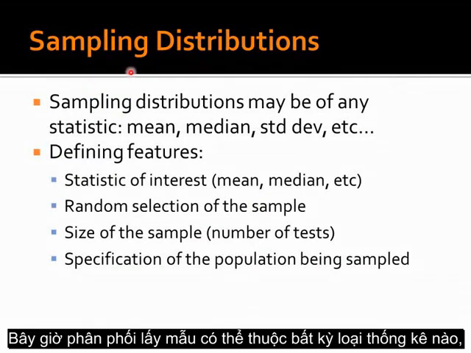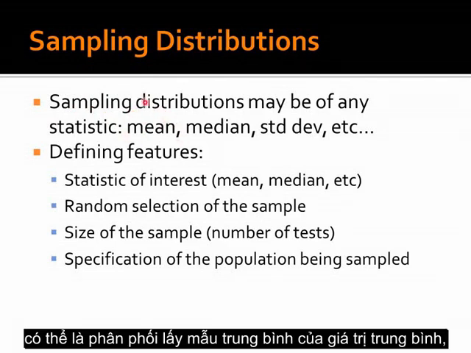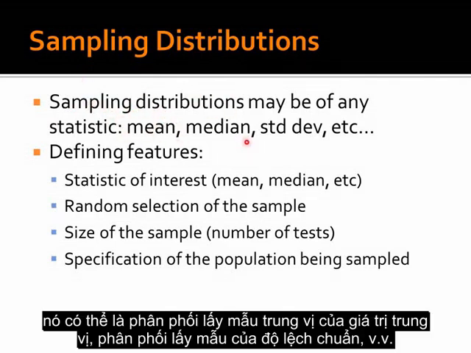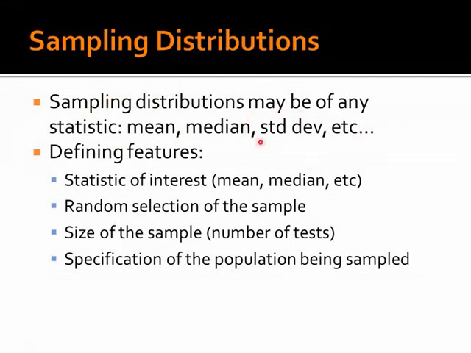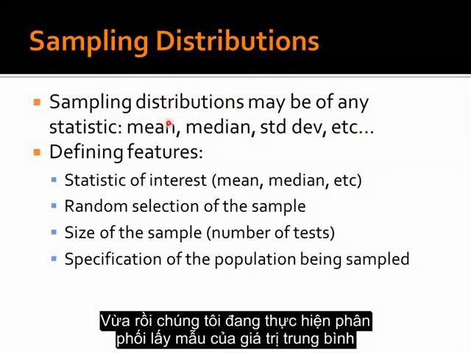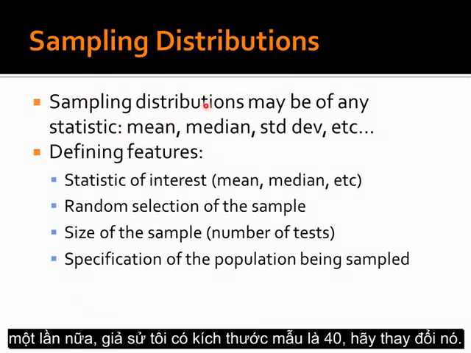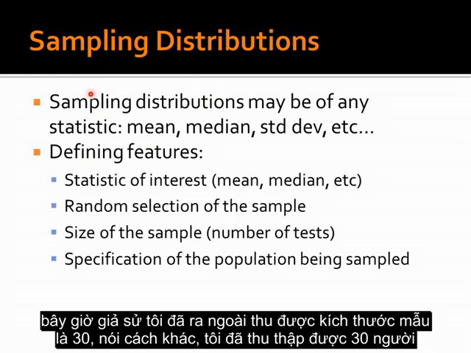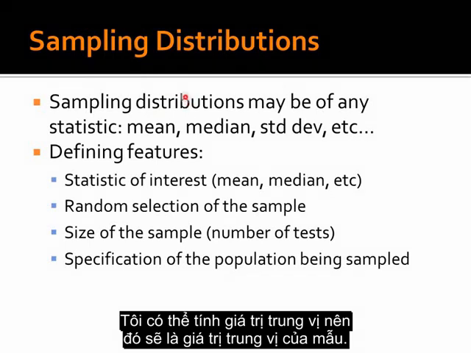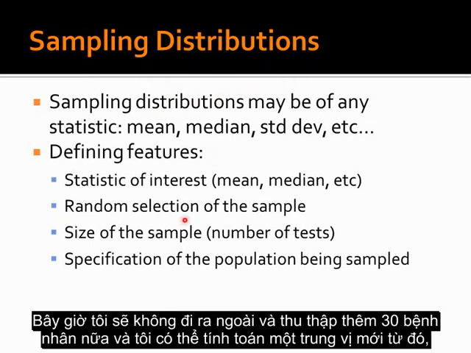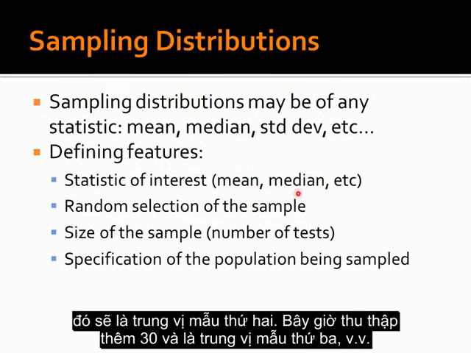Now a sampling distribution may be of any kind of statistic. It may be of mean, sampling distribution of the mean. It may be median, sampling distribution of the median, sampling distribution of the standard deviation, etc. Just now we were doing a sampling distribution of the mean, but you can imagine I could do one for the median as well. Let's say I went out and did sample sizes of 30. In other words, I collected 30 people. I could calculate the median, so that would be the sample median value. Then I go out and collect another 30 patients, and I could calculate a new median from there, so that would be the second sample median. Now collect another 30 and that would be the third sample median, and so on and so forth.